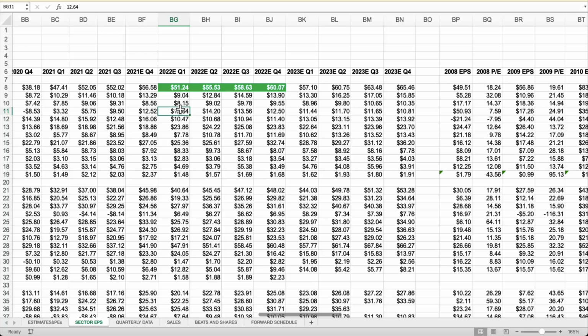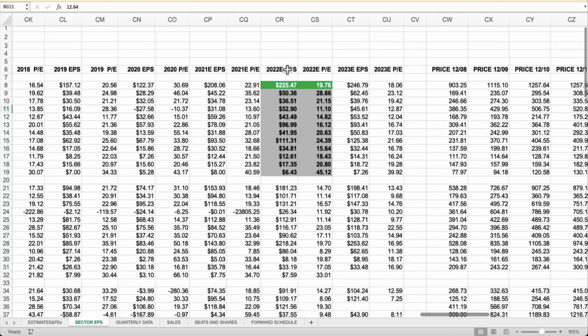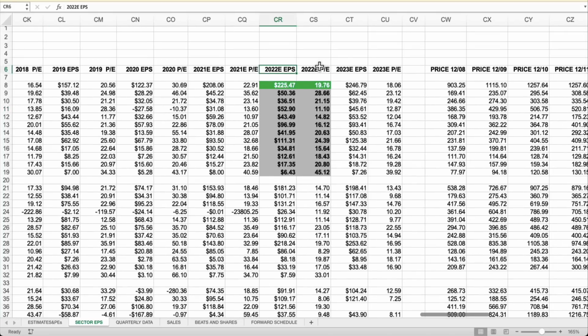So you can see exactly what it does come in at, because I don't know that getting all your earnings from energy is going to be sustainable. Keep scrolling across here. Here is the 2022 EPS and the 2022 PE based on our current price now. We're at 19.76 forward earnings. This is the EPS for 2022 for every sector. And again, you have energy at 52.90.